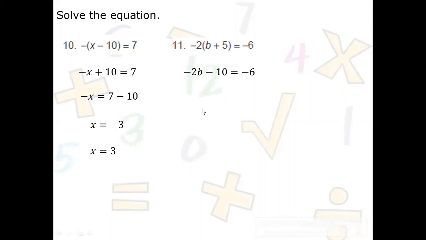So now you can solve as how you would normally solve. All you need to do is move the negative 10 to the other side. That will become a positive 10. So negative 2b equals 4. Negative 6 plus 10 will give you a 4. B is going to be equal to 4 divided by negative 2. B is going to be equal to negative 2.